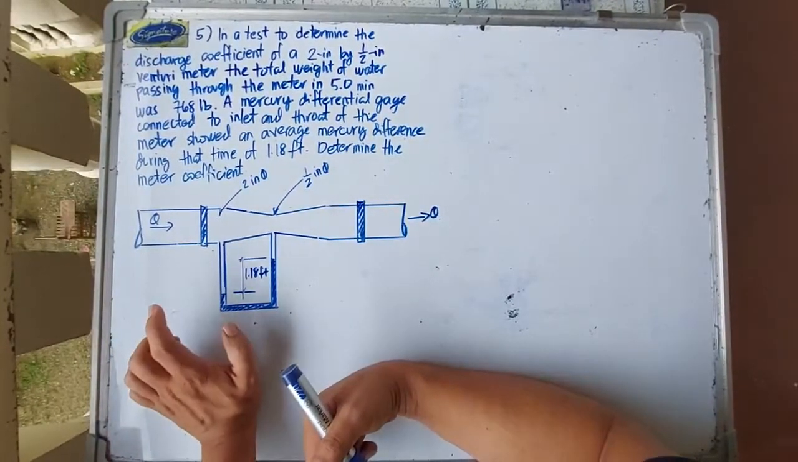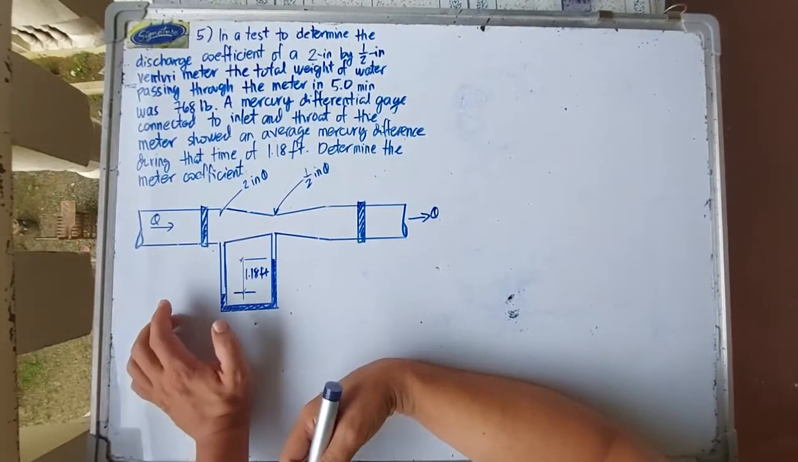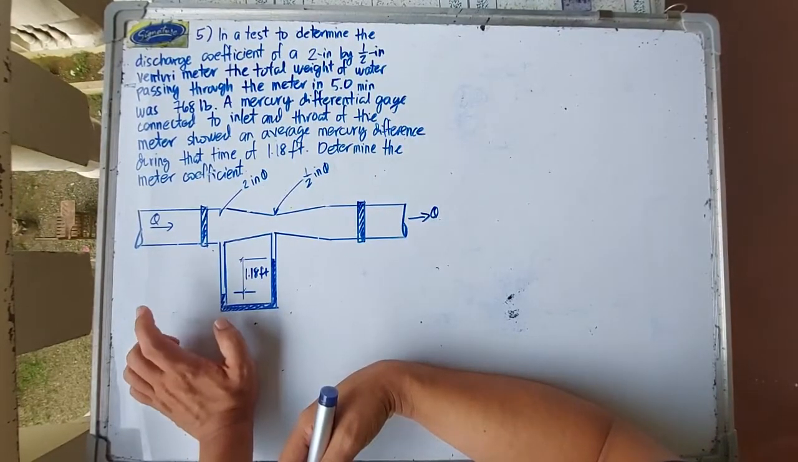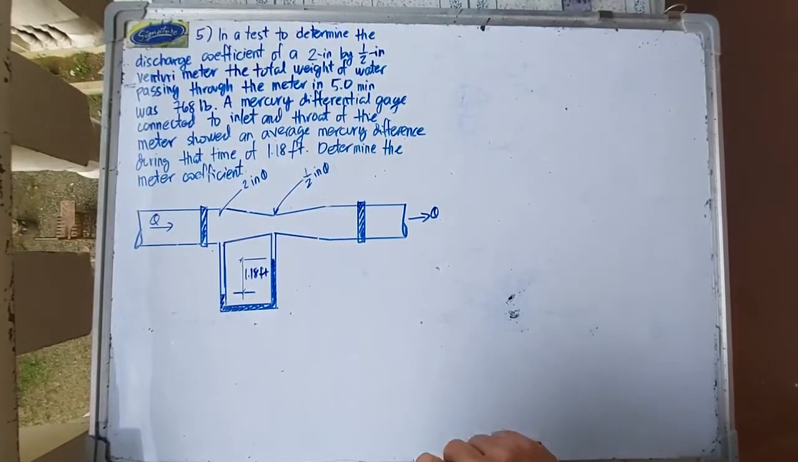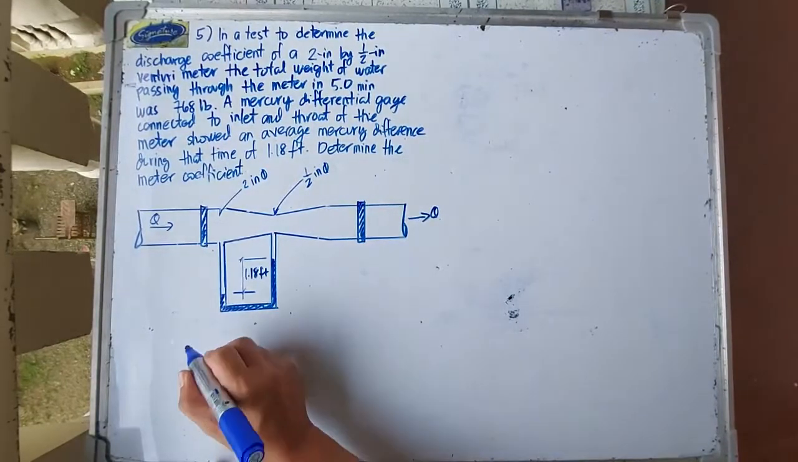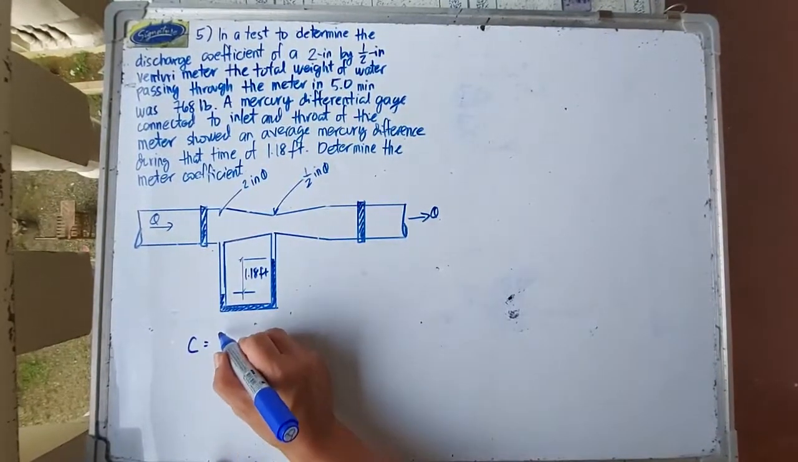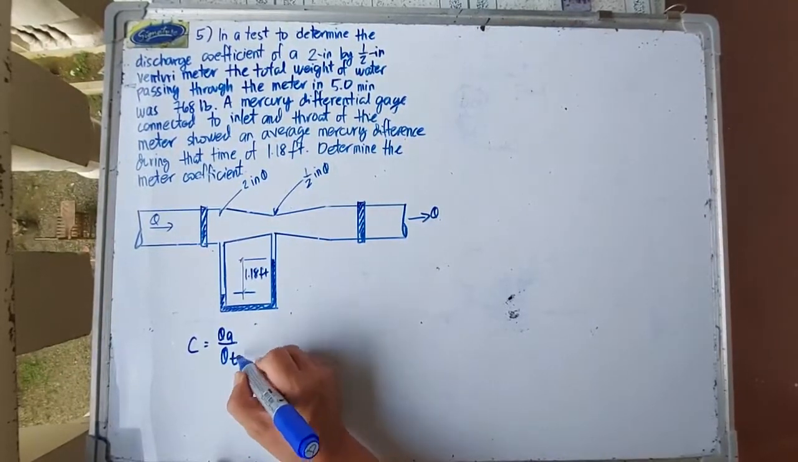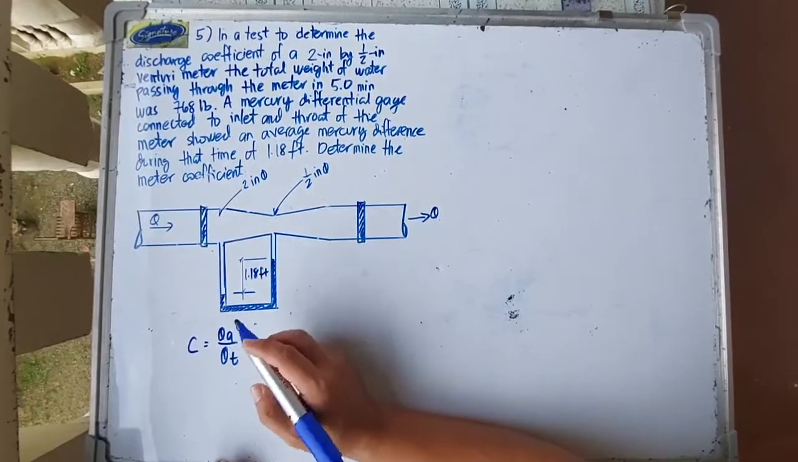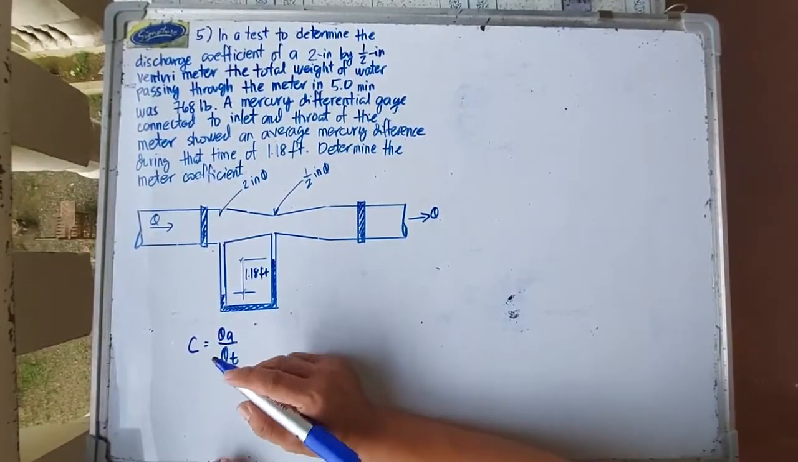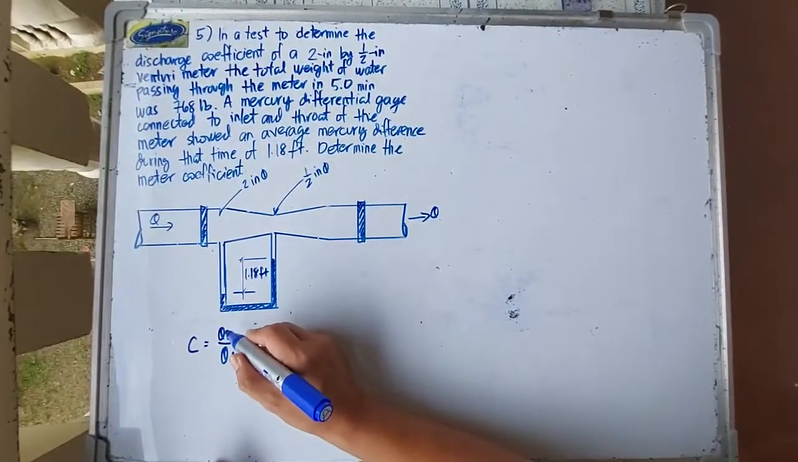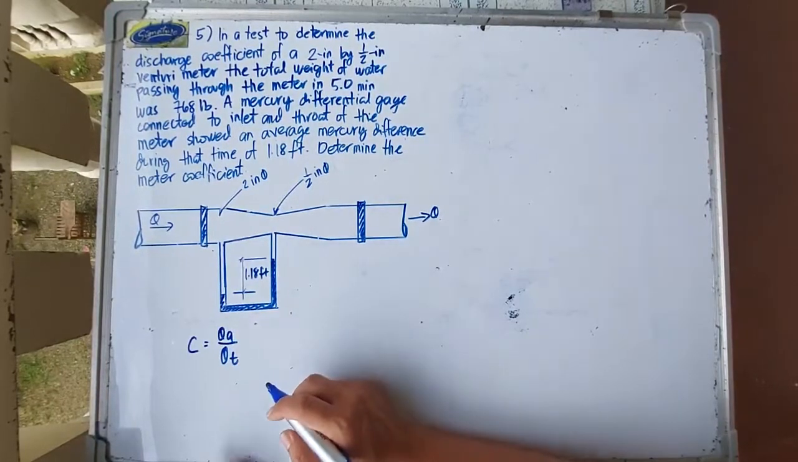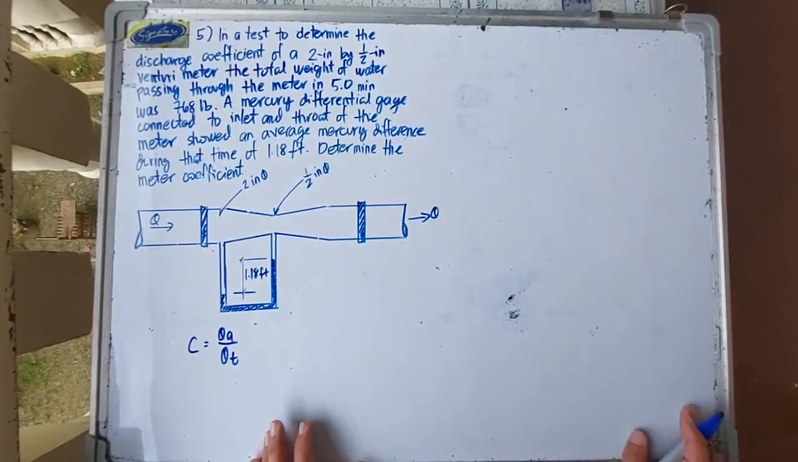Okay. And then of course, we are tasked to solve for the meter coefficient given the following data. So what we need to solve for the coefficient of the Venturi meter C is the actual and the theoretical discharge. We need the ratio of the actual and the theoretical discharges. Okay, so we can solve for the actual and the theoretical, I think. Yes, of course. Okay, first we need to solve for the theoretical discharge.